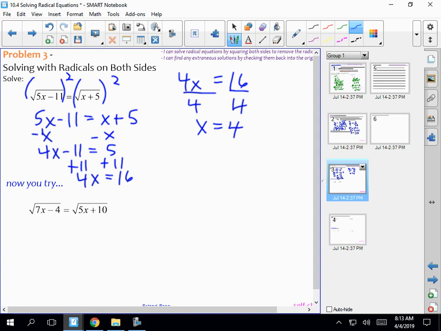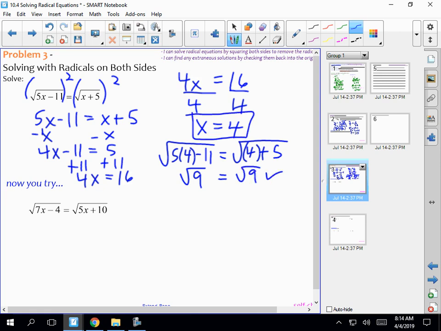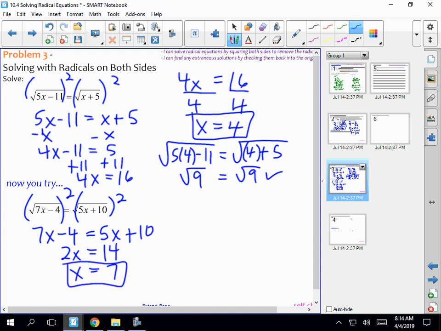If you plug in 4 here, find that 20 minus 11 is root 9, and here 4 plus 5 is also root 9. So it looks like that x equals 4 works. You can try the next one on your own. Maybe pause the video. Check and see if you get the same thing I get. Should get x equals 7 on that one.